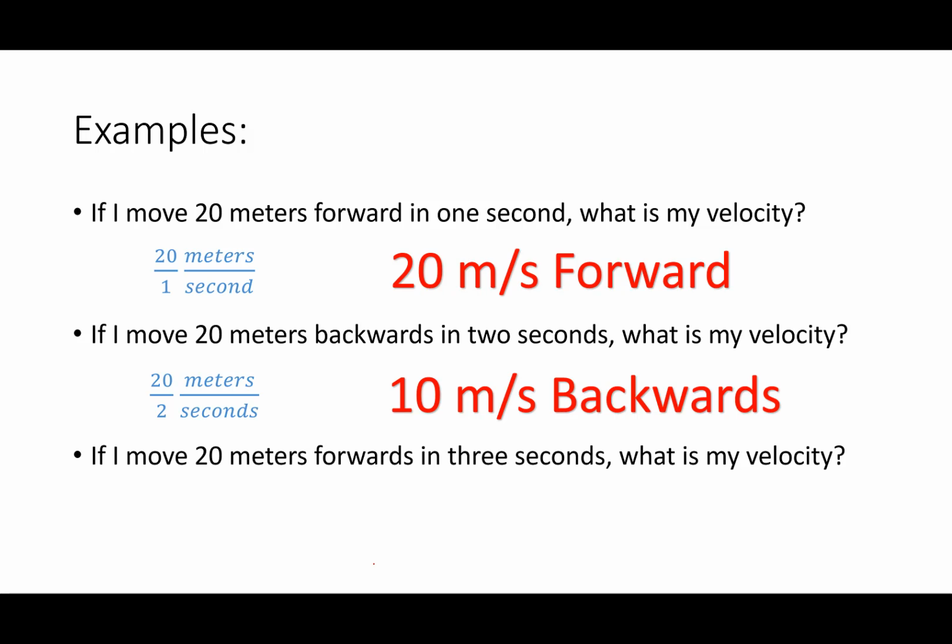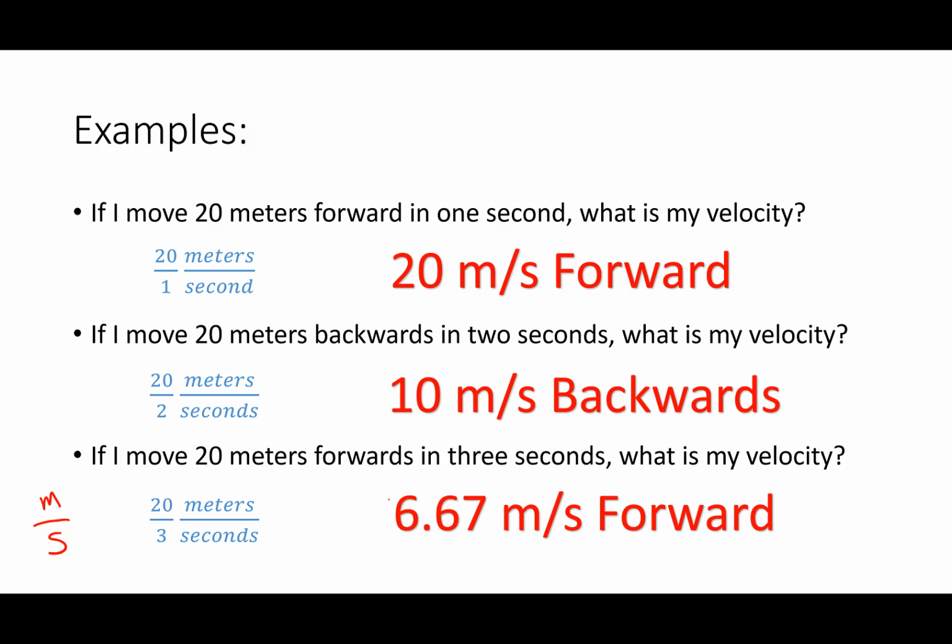Finally, if you move 20 meters forward in 3 seconds, what is your velocity? Well, you have the distance over the time, like the number of meters over the number of seconds. 20 divided by 3 is 6.67. So, this one you probably could not do in your head. But the answer is 6.67 meters per second forward. The unit is here, the magnitude is here, and the direction is here.